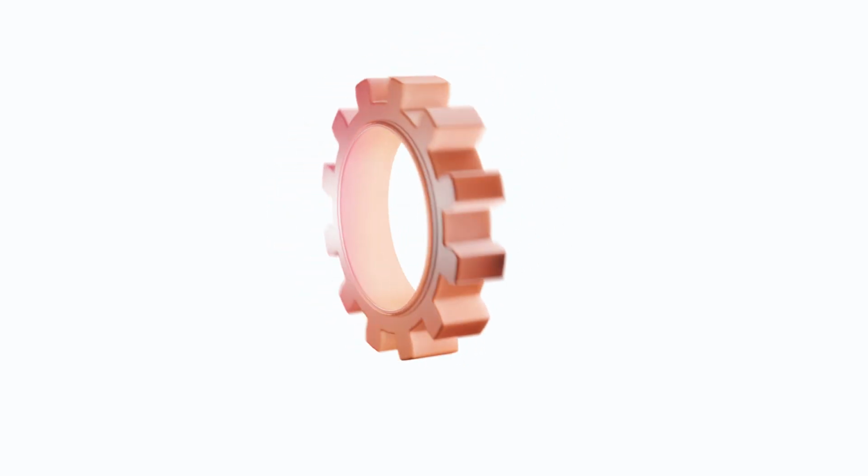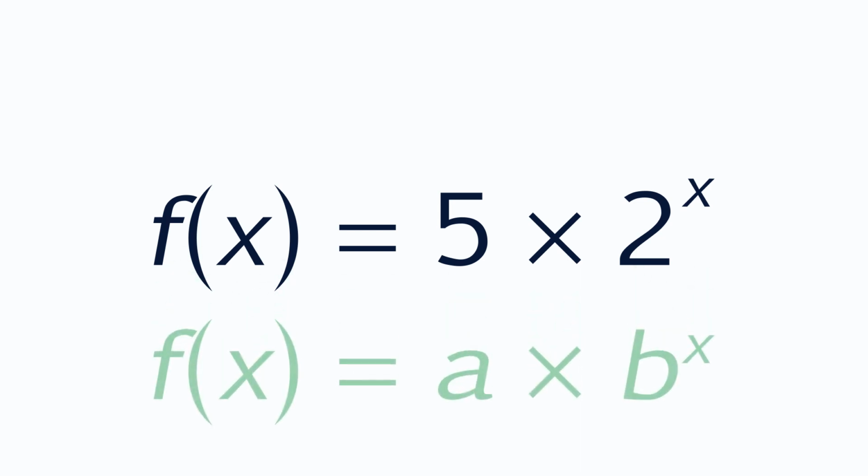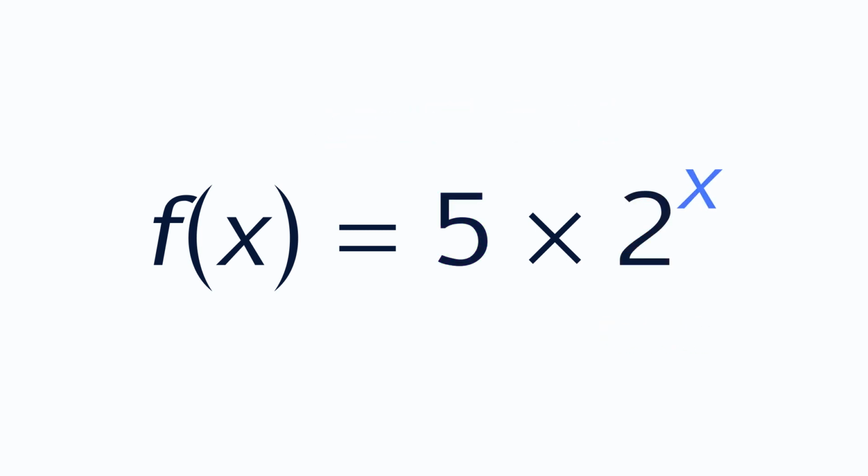Let's look at an example. You have the function f of x equals 5 times 2 to the power of x. This is an exponential function. Here, the coefficient a is equal to 5. The base b is equal to 2. And the variable x is in the exponent.